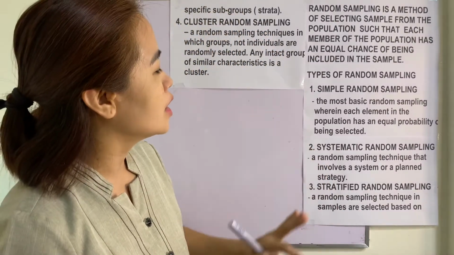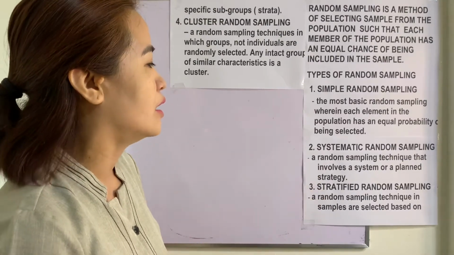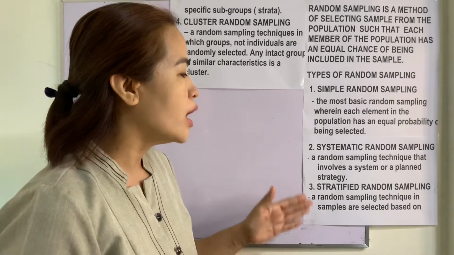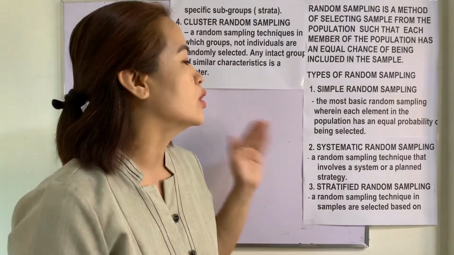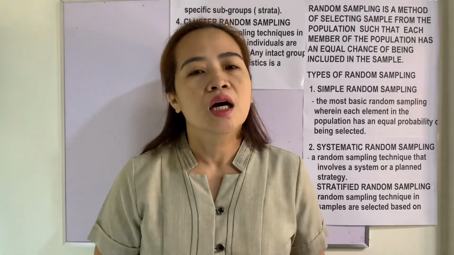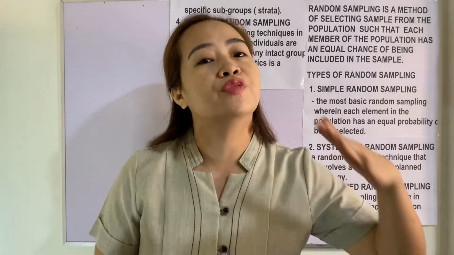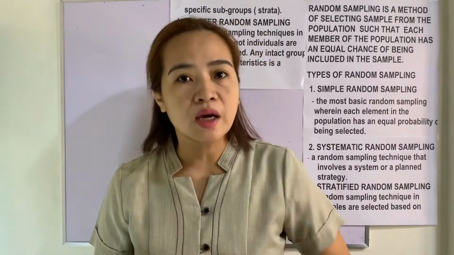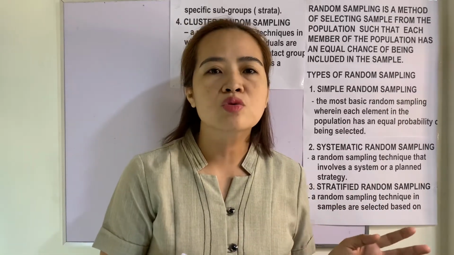Now, for the second one, systematic random sampling, it is a random sampling technique that involves a system or a planned strategy. So here in systematic, of course, you will be using a system. Let's say, for example, you will just get the people who are on the 5th in every list, okay? Or you will just be getting those who are males or those who are doctors.